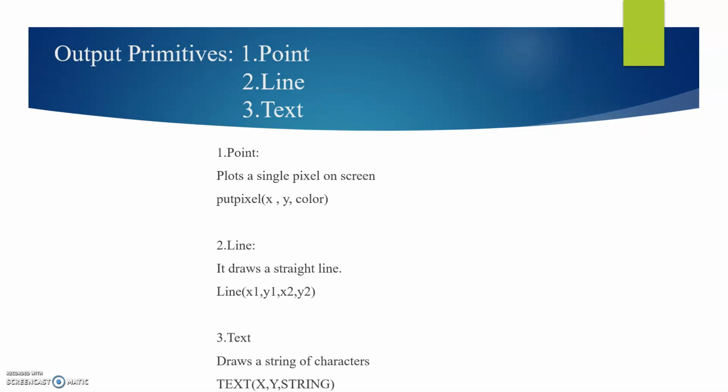The next output primitive is text. It draws a string of characters. Attributes for text command are font color, size, spacing, orientation, height and width. For example, consider the following command that is shown on your screen, that is text in round bracket x, comma y comma string, where x and y is the text position and string is a string of characters.